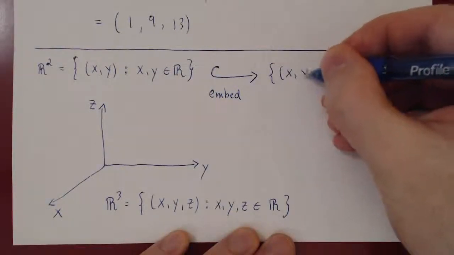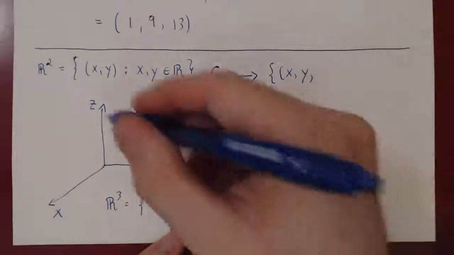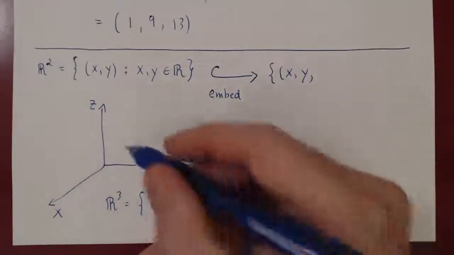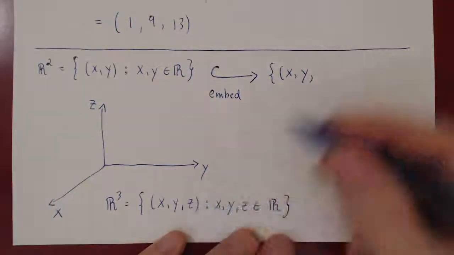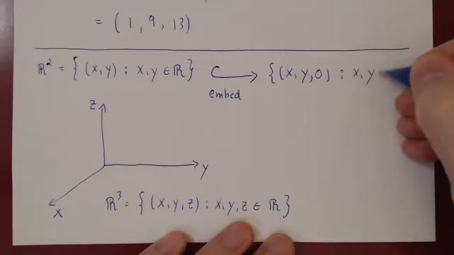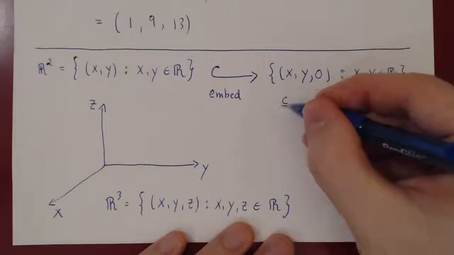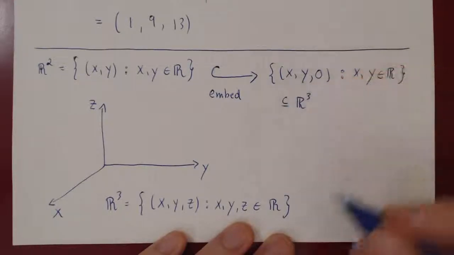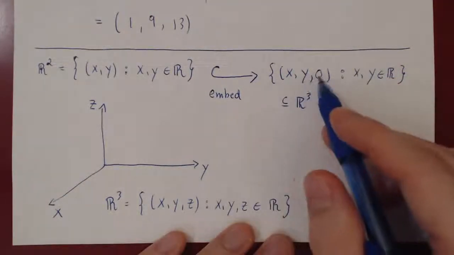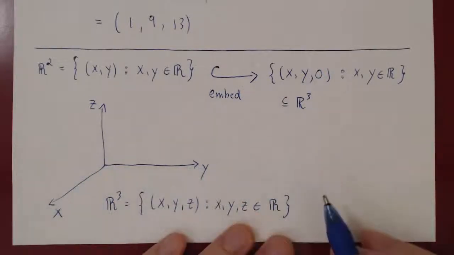We'll leave the x and the y coordinates the same. If we want to be in R3, we have to add a z component, and if we want to be in the xy plane in 3-dimensional space, we have to have no z component, so we add a 0 z component. And this is a subset of R3. And now we can think of R2 as the subset of R3 with a 0 z component. And this is exactly the xy plane living in R3.